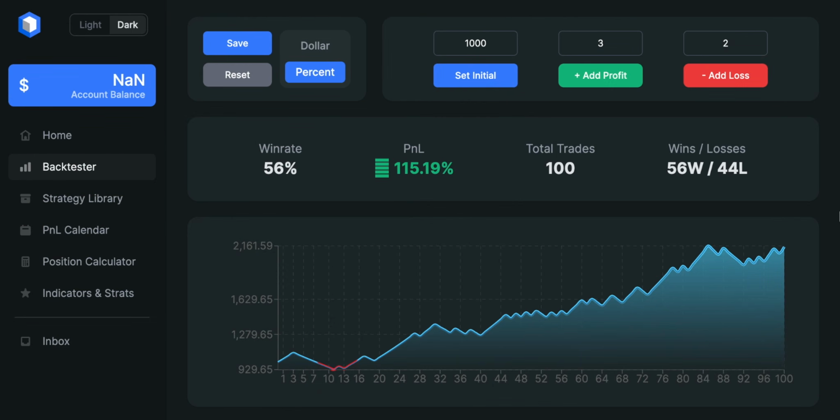Okay, so we see the strategy is not that bad. It actually makes quite a lot of money. The win rate is 56% and we increased our account size by 115.19%. I found those 100 setups within 6 months. So yeah, it's definitely profitable on gold.